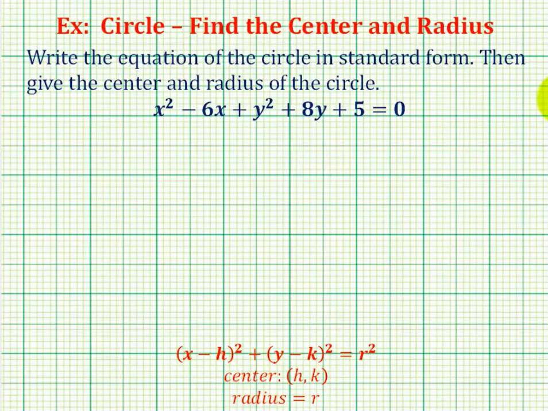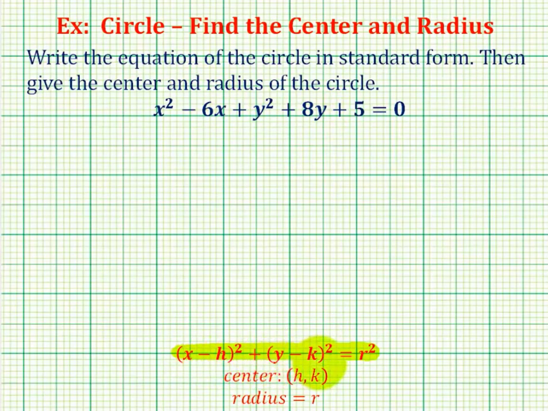In this example, we're given the equation in general form, and we're asked to write the equation in standard form and give the center and radius of a circle. We know this is an equation of a circle because the x squared and y squared terms have the same coefficient, in this case 1. So we want to write the equation in general form and standard form, which is written below.